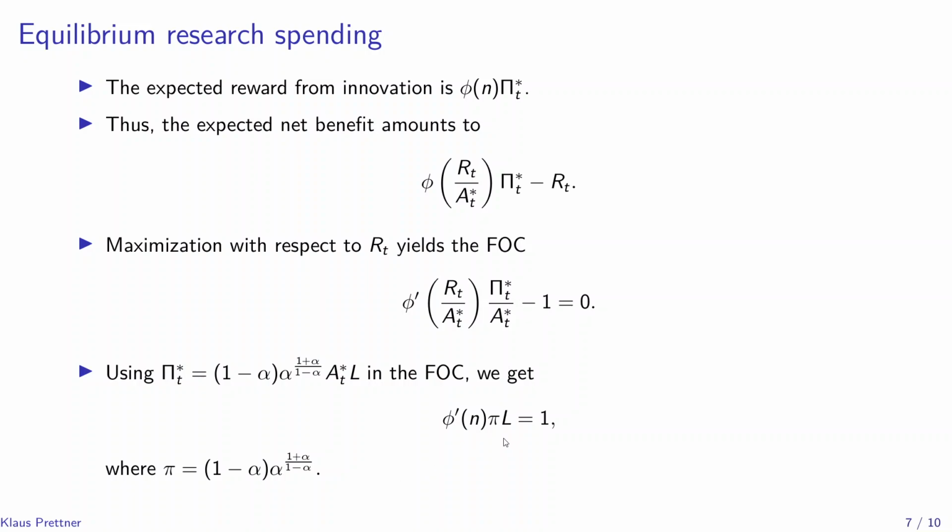And then we get the first order condition here as the derivative of phi with respect to research spending times pi L. And that has to be equal to 1 for the optimal level of research spending of the innovator.